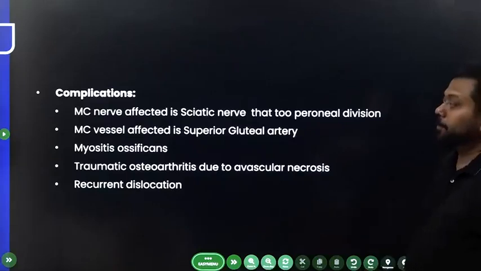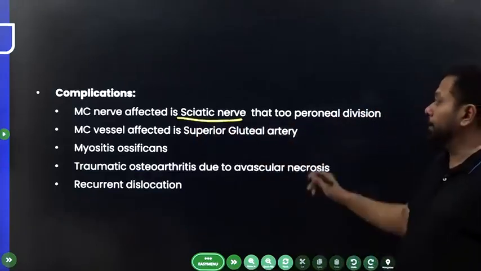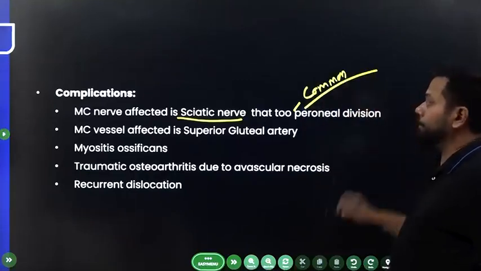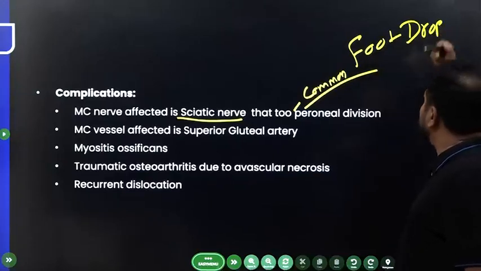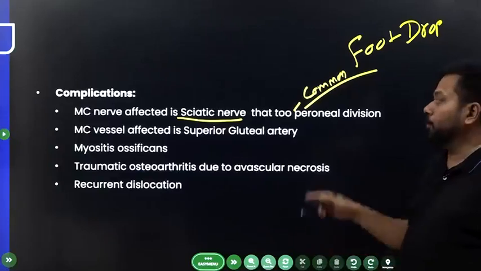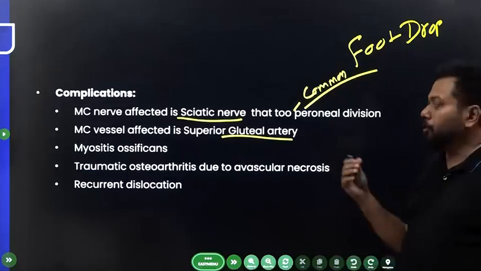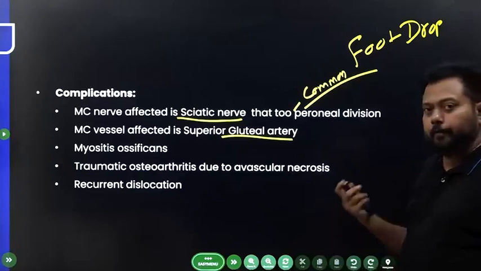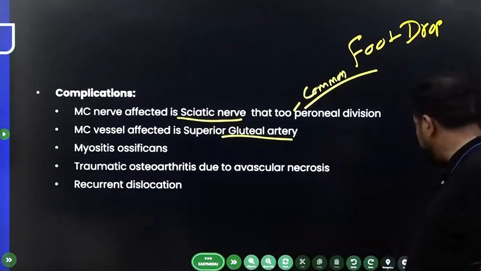And the complications: the most common nerve involved in posterior dislocation hip is the sciatic nerve, repeated a lakh times in MCQs, especially the common peroneal part. So the patient will present to you with foot drop. The most common vessel involved is the superior gluteal artery. Posterior dislocation hips are notorious for myositis ossificans. Traumatic osteoarthritis due to avascular necrosis of the head of the femur can happen. If posterior dislocation hip is not reduced properly, it can go for recurrent dislocation.